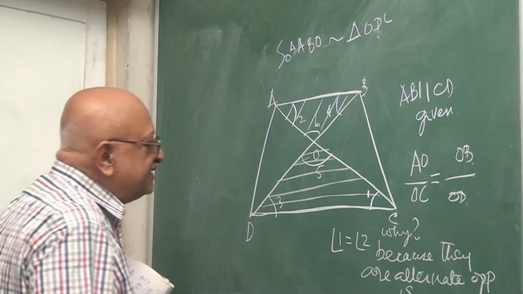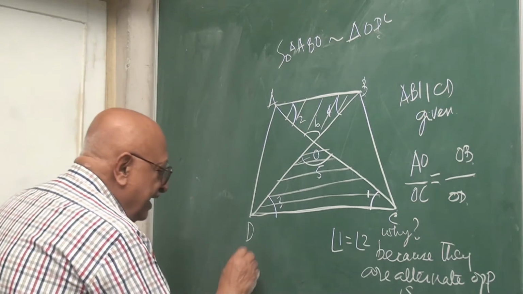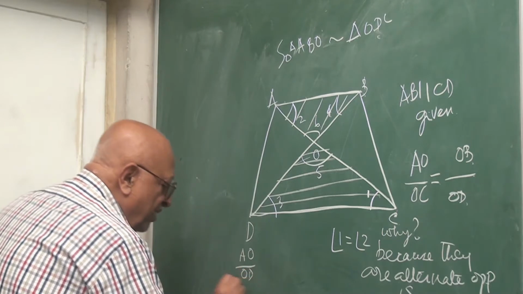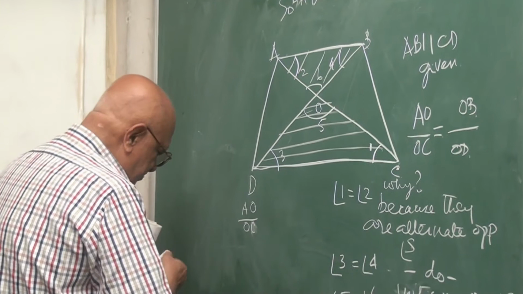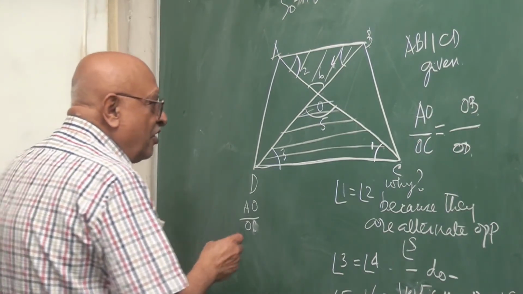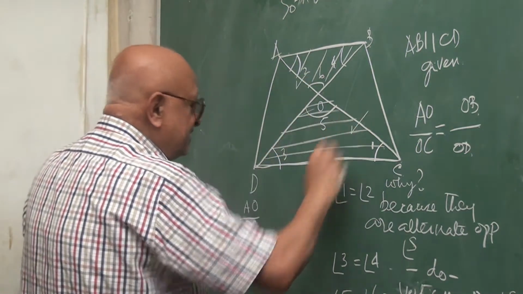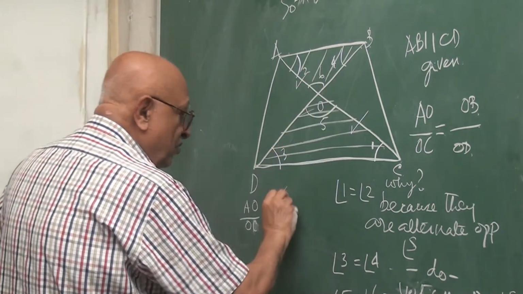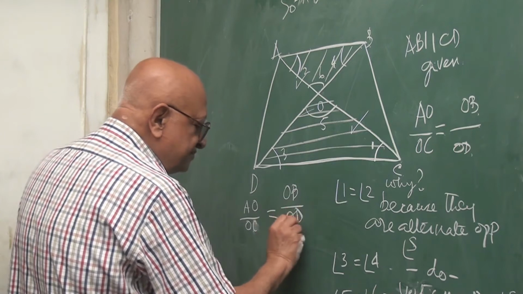So then I can take the ratio of corresponding sides. I can write AO by OC, so you say OC and you write OD. That can happen in your exam also, so you have to do a lot of practice. So AO by OC is equal to OB by OD. So proved.